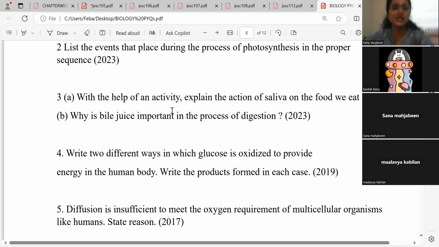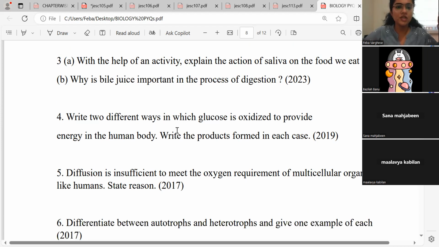Okay, now third question. With the help of an activity, explain the action of saliva on the food we eat. We discussed about the activity. Test tube 1, test tube 2, starch in it, saliva added to one of them, then the iodine test, that's it. Why is bile juice important in the process of digestion? It makes it alkaline, and also it helps in emulsification of fats.